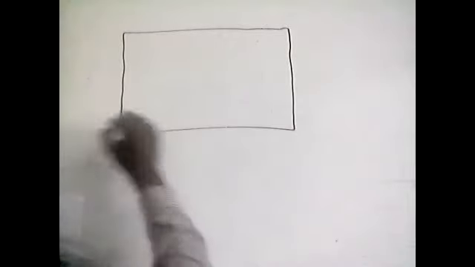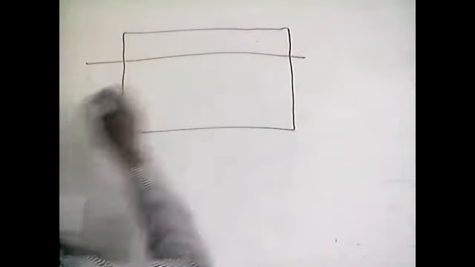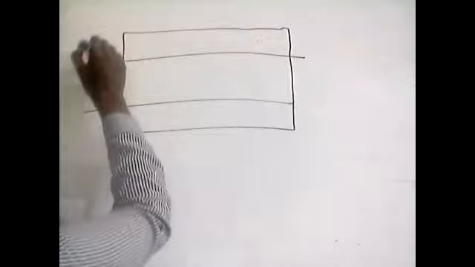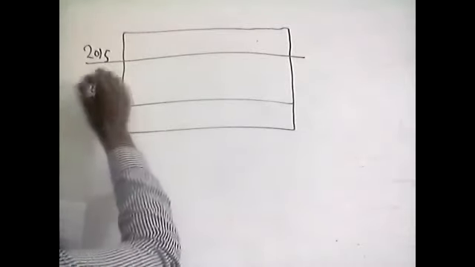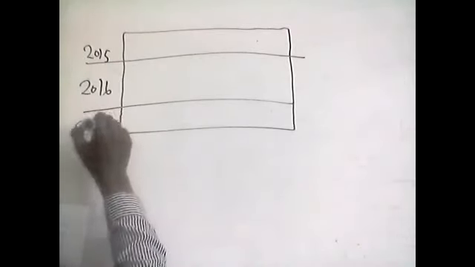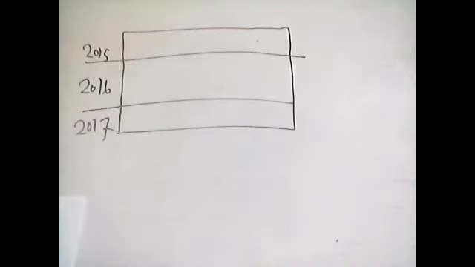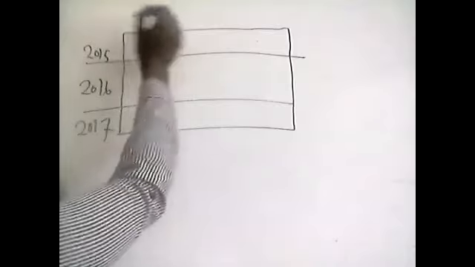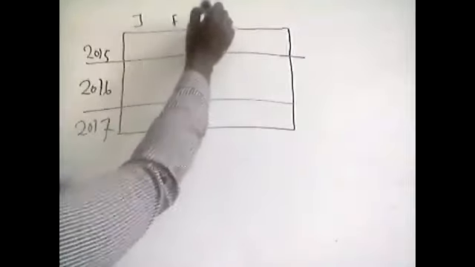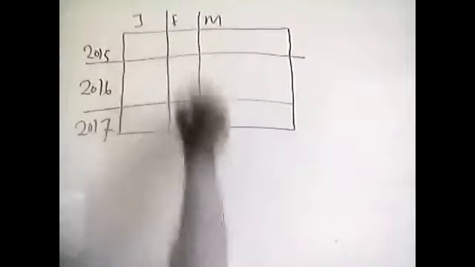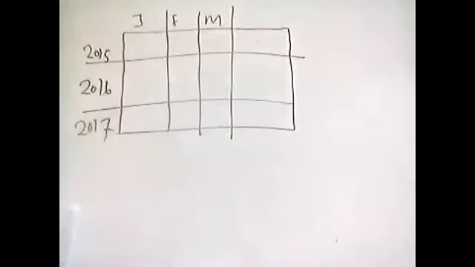So now I have something like this. So I'm going to wrap it. So I have 2015, 2016, and 2017. So the month here is January, February, and March. I'm not going to continue that side.